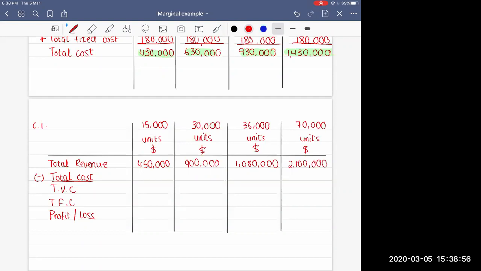Variable cost. How do we calculate total variable cost, which is variable cost per unit into output level? And what is our variable cost per unit, sir? It was 25. 25 multiplied by 15,000 units is 375,000. 25 multiplied by 30,000 makes 750,000. 25 multiplied by 36,000 makes 900,000. And then 25 into 70,000 makes 1,750,000.